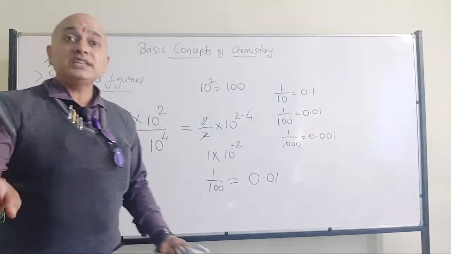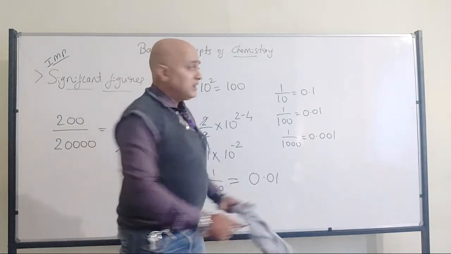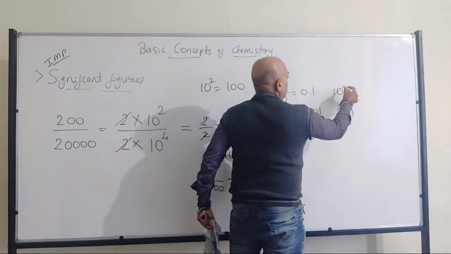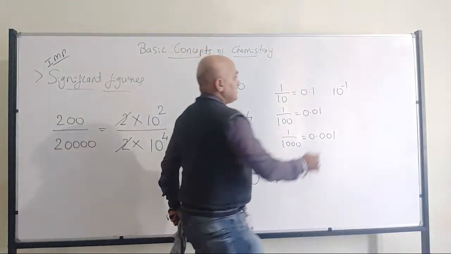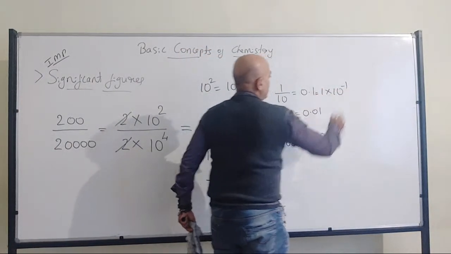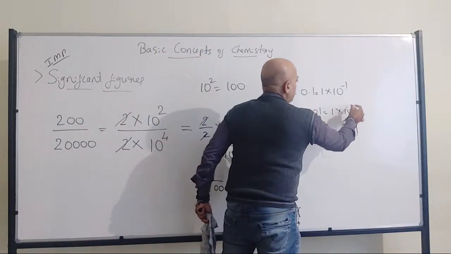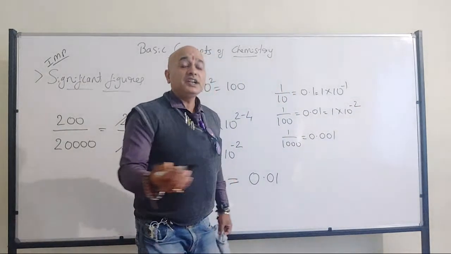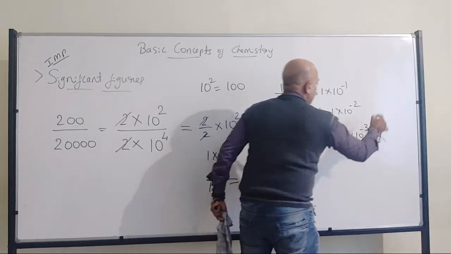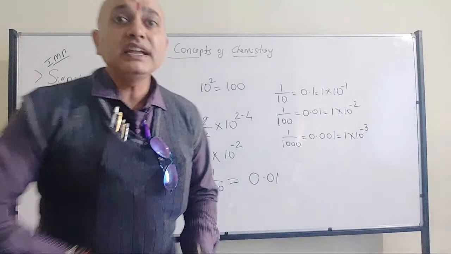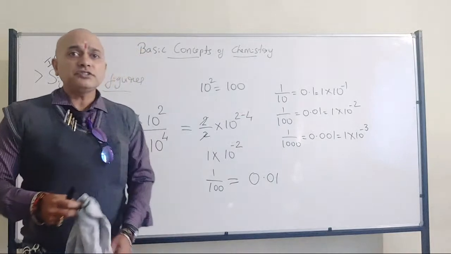So to avoid these mistakes, we'll go with scientific notation. We will mention this one as 10 to the power of minus 1. A scientific representation, notation. So we can represent this one as 1 into 10 to the power of minus 1. Same way, 1 into 10 to the power of minus 2. That's where scientific notation will have the importance. So 1 into 10 to the power of minus 3. So that's where we have the advantage of scientific notation. Fine? All of you have understood?